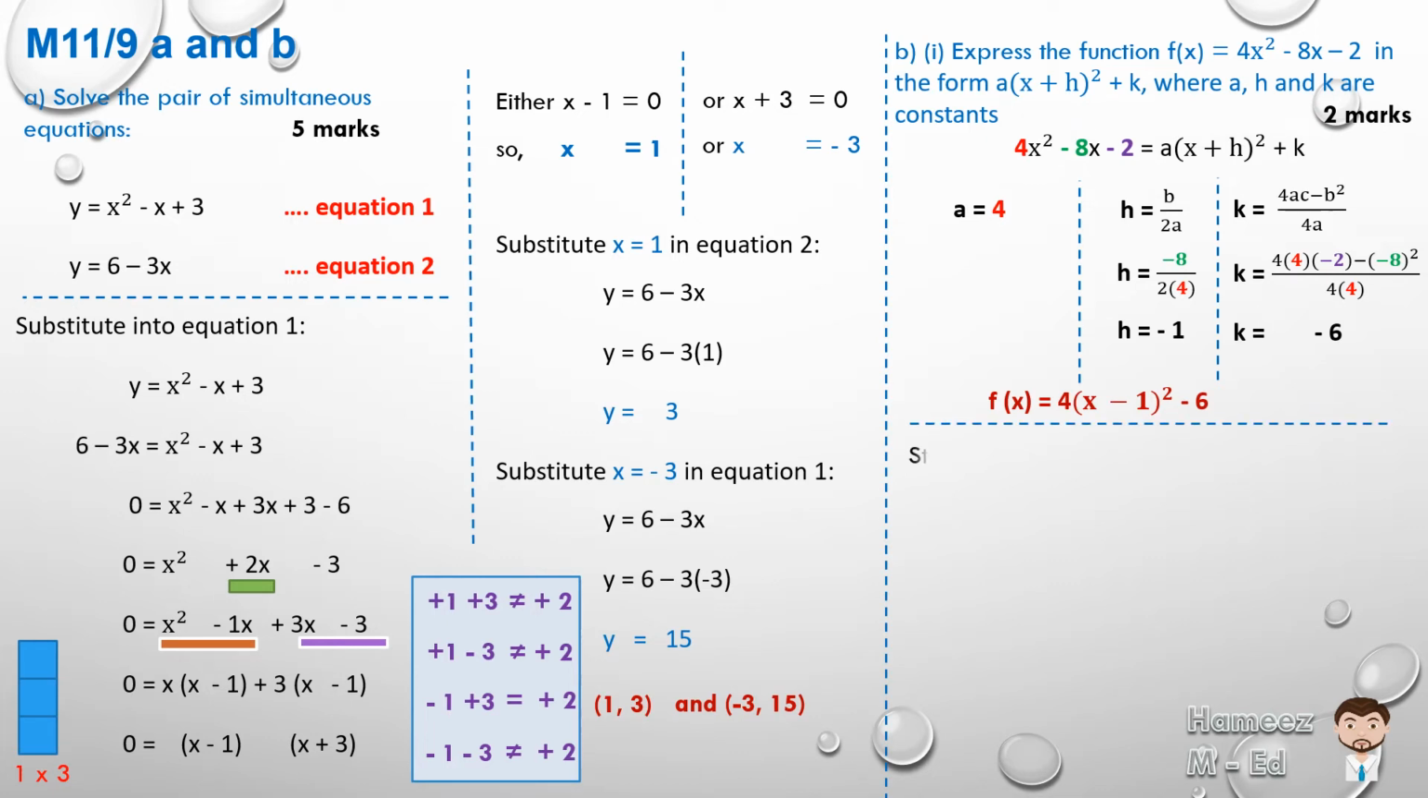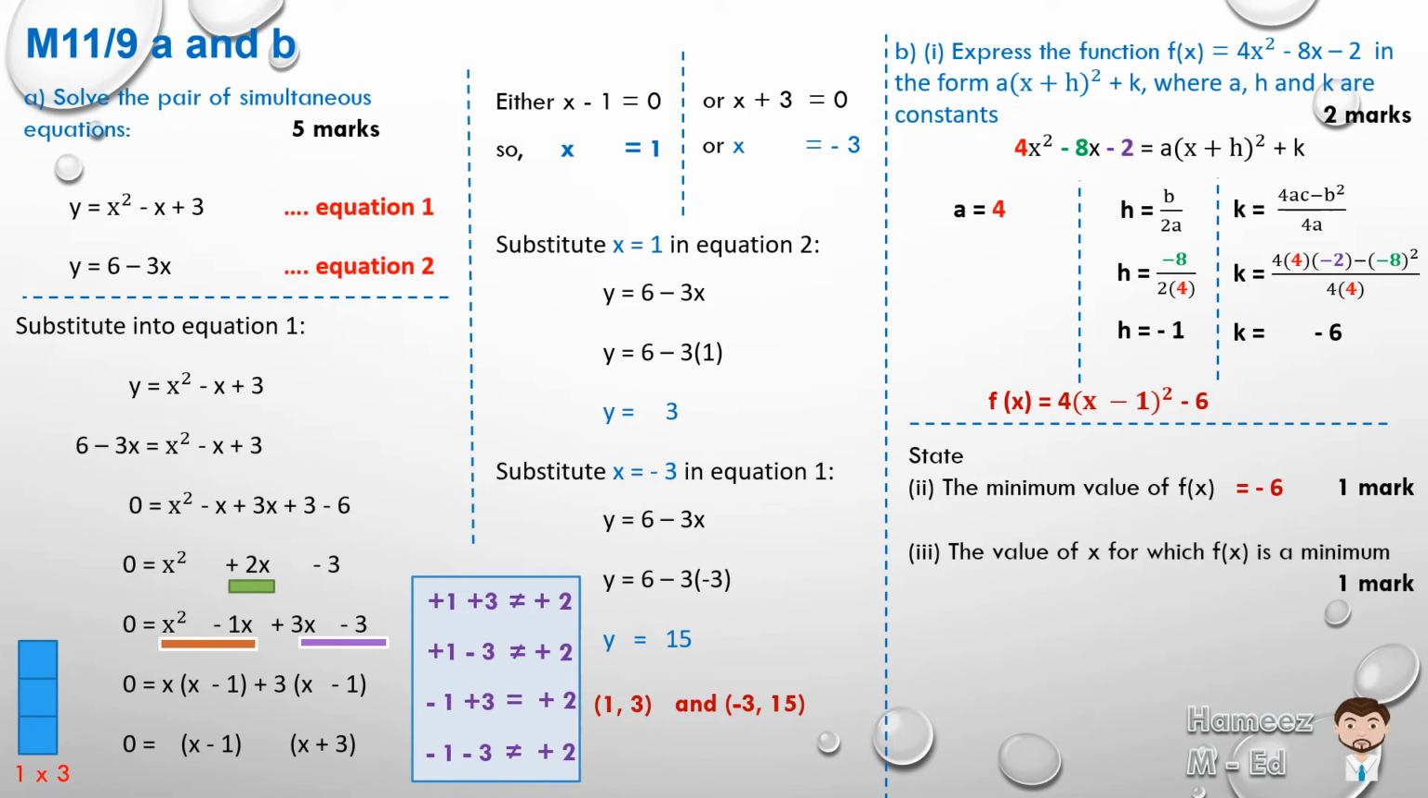State, part 2, the minimum value of f of x. And if we look at f of x here, to get the least value, then the brackets can work out to be 0. That's the smallest the brackets could be. It cannot be negative. So that leaves us with f of x equal to minus 6. Part 3, the value of x for which f of x is a minimum. In order to get a minimum, the brackets must work out to be 0. x minus 1 is equal to 0. So x is equal to 1.